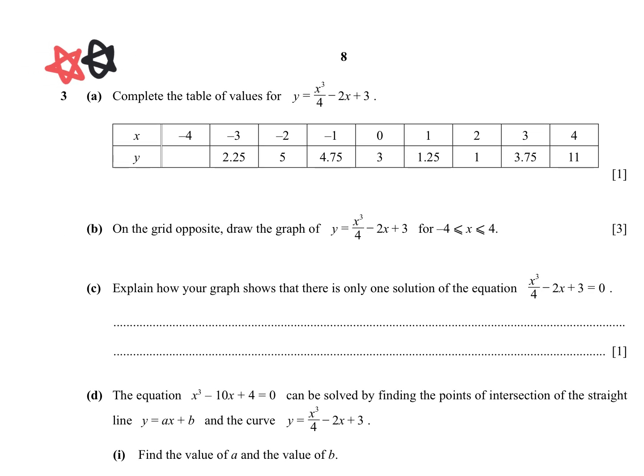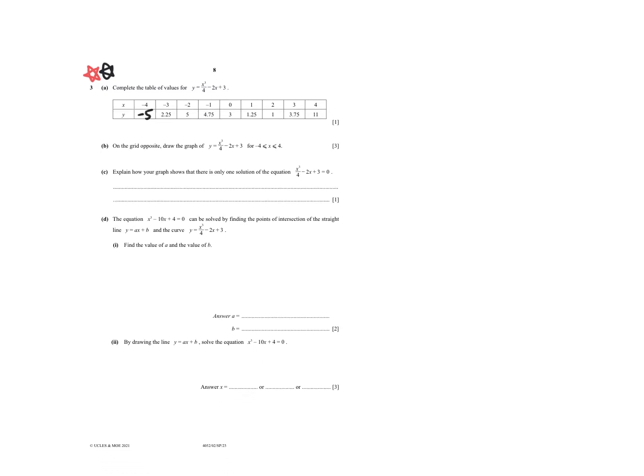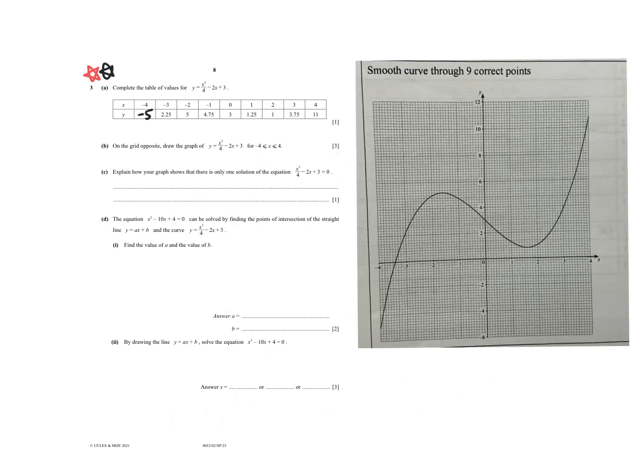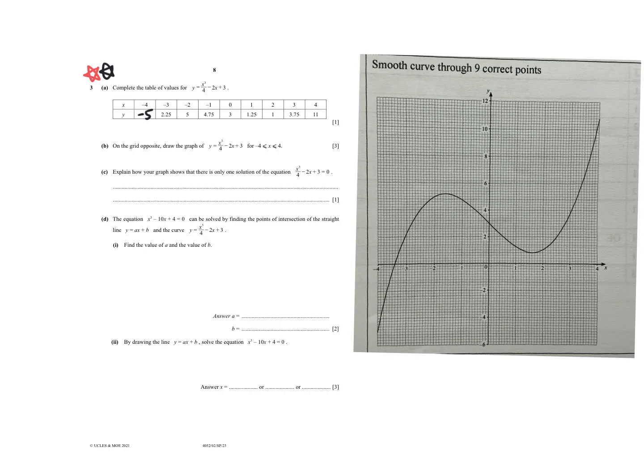So first thing first, you go and calculate. This one is no problem. In the table, it should be, what's the table of value? Wait, let me find. It's -5 here, right? Yeah, so this one mark you get already. Next, they say draw this graph out. So if you go and plot the graph out, you will get this. Let me take a photo. Okay, so this is the graph you should have.